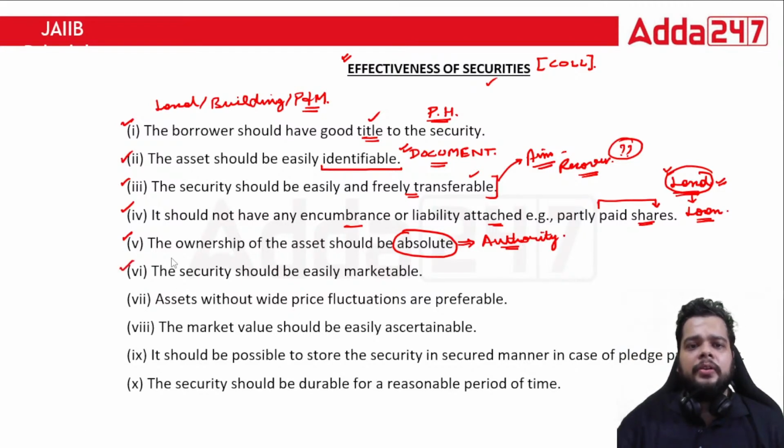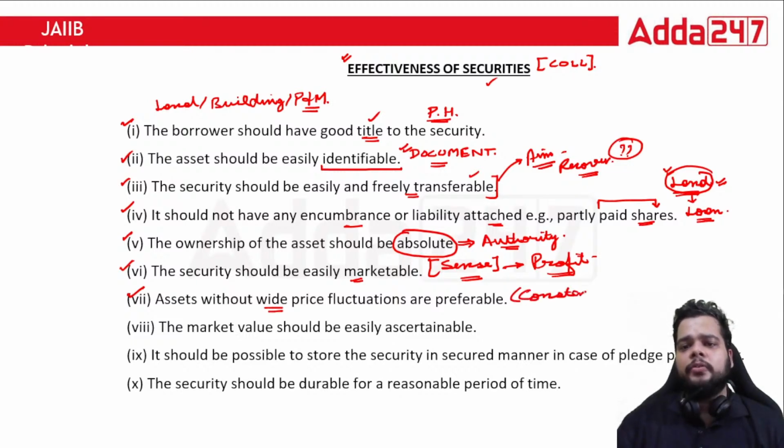The security should be easily marketable. You should be able to sell it. It must make sense when we talk about selling. Whenever we are trying to sell that particular land, the deal must make sense, and it must be a profitable business for the bank also. Assets without wide price fluctuations are preferable. The constant price is preferred here, no speculation. That is, banks do not entertain any kind of risk.